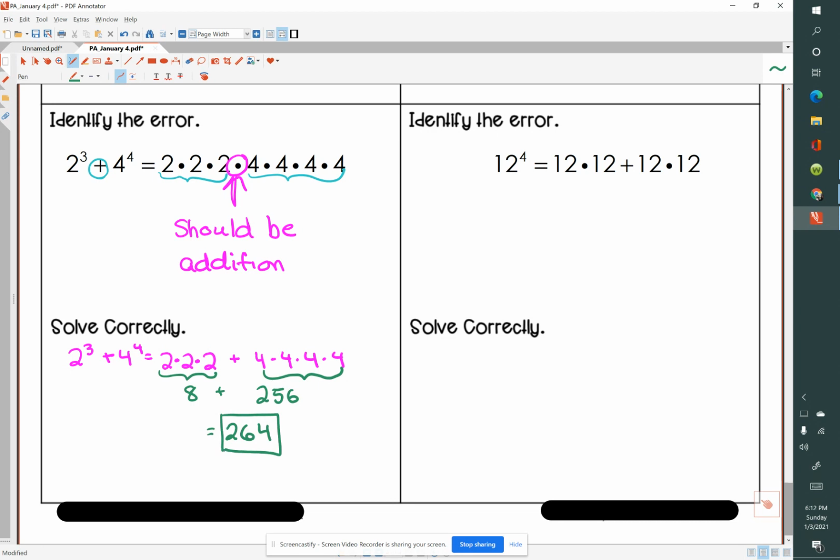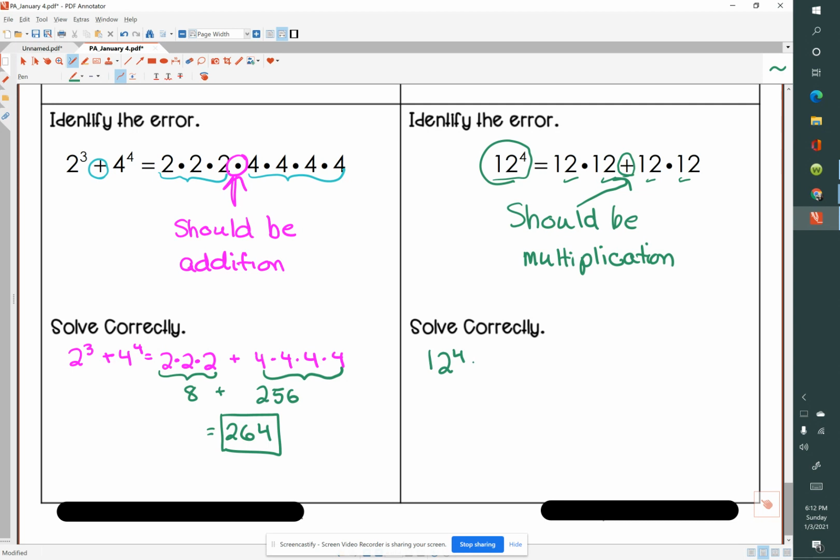All right, let's look at the last one. 12 to the fourth power should be 12 times 12 times 12 times 12. So let's look at what we have. We have 12 times 12. Here's the problem. Plus 12 times 12. Okay, so that should be multiplication. This plus sign here should be multiplication. So let's solve that correctly.